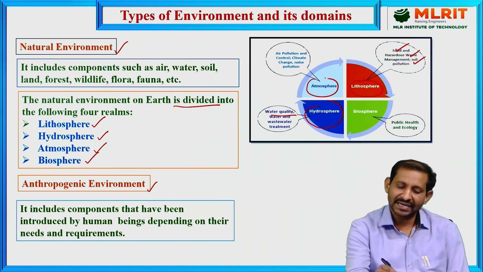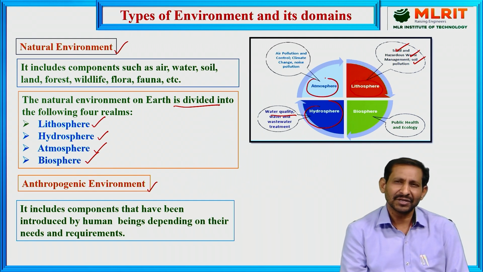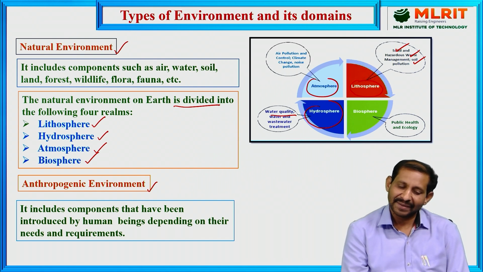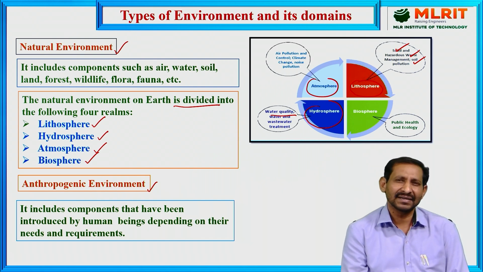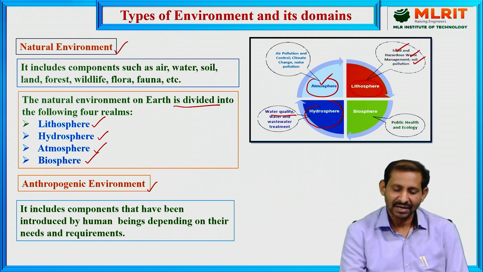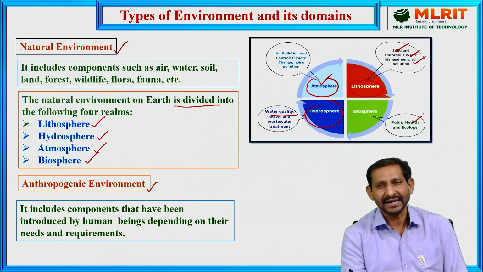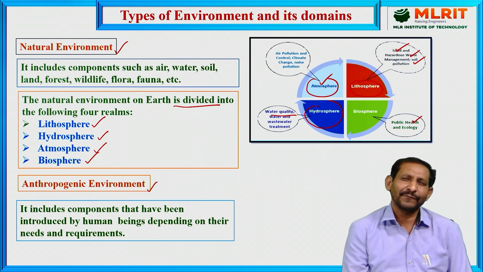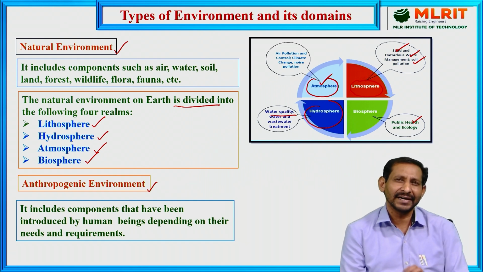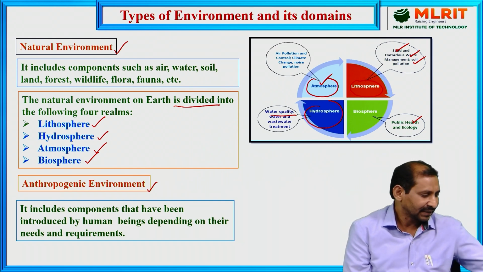The third domain is the atmosphere, related to air pollution, noise pollution and climate change. These are the major concerns related to the atmosphere. The fourth domain is the biosphere, related to public health and ecology. These are the four major domains, and they are analyzed in depth in the next slides.